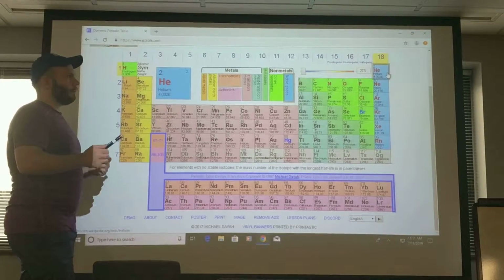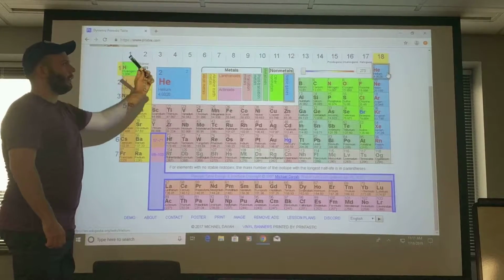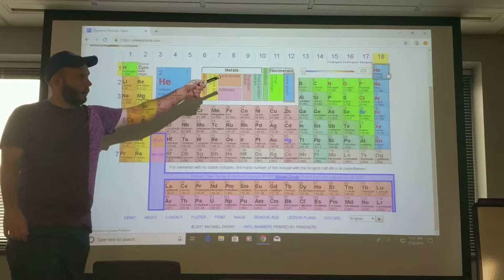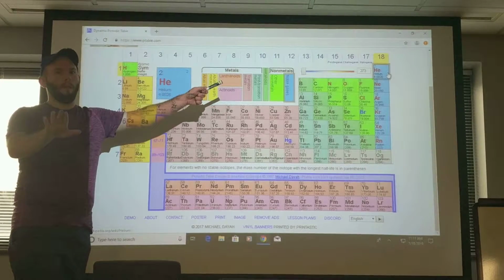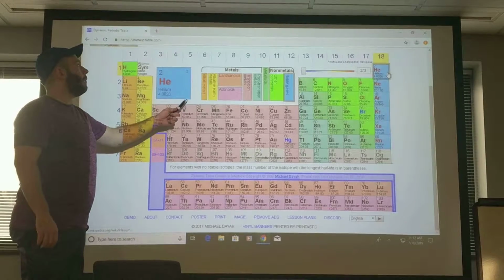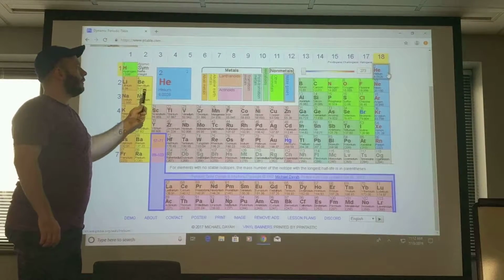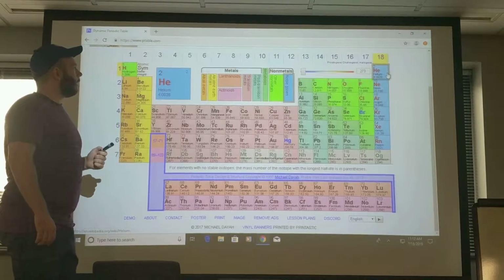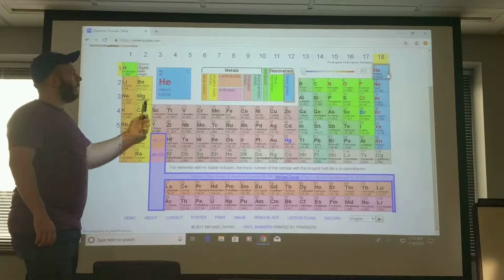So for example, let's go to helium, right here. Helium is over there with the noble gases, but you'll learn about that later. And we'll discuss what we can find out about this element from this little block here from the periodic table. So let's start right here.